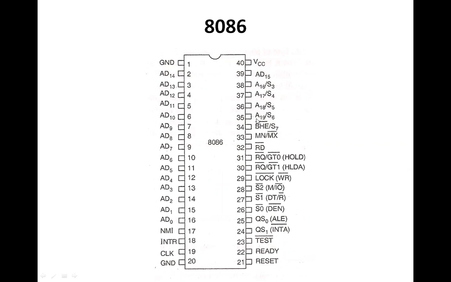Pin number 35 to 38 is address bus A19 to A16, and these are time multiplexed with S3, S4, S5, S6. All these S3, S4, S5, S6, S7 are the status signals. And pin number 39 is meant for AD15, and pin number 40 is the power supply, that is VCC plus 5 volt.